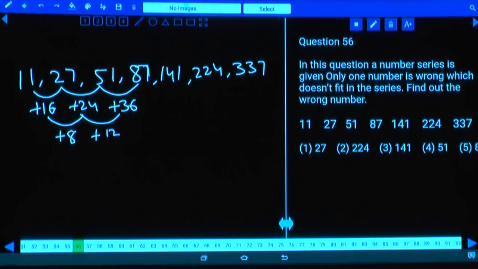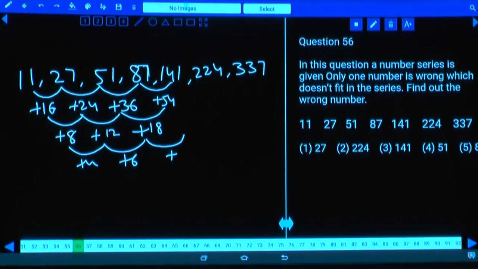And the next one, 87 and 141. What is the difference here? The difference between these two is 54. Then what is the difference between these two? 36 and this one, 18. Are you getting a specific logic or not? 8 plus 4, 12, 12 plus 6, 18, and the next one must be 18 plus 8 is 26.